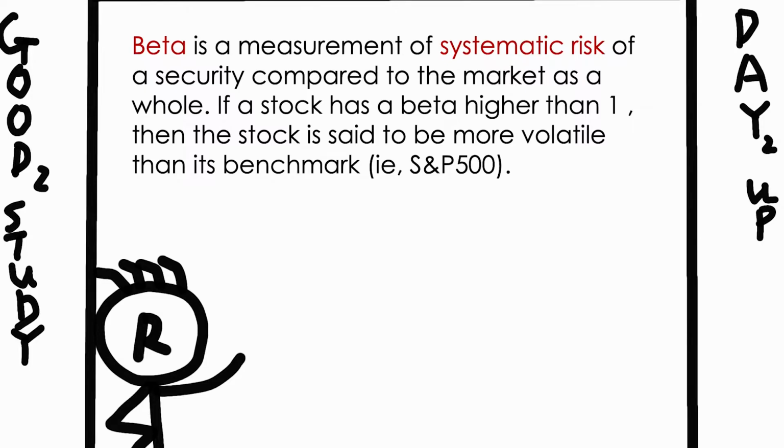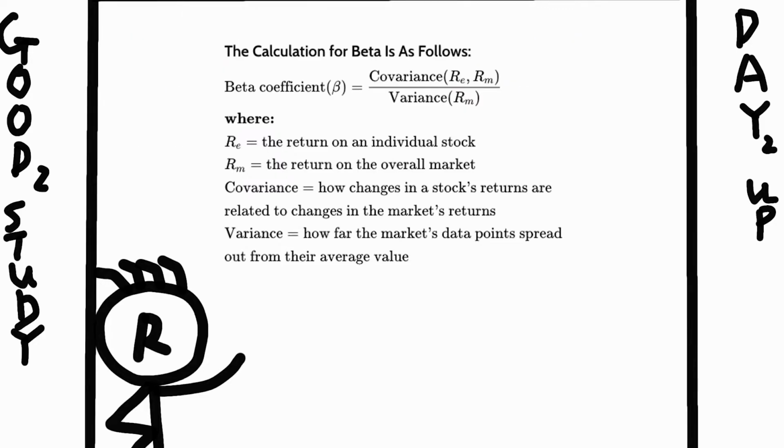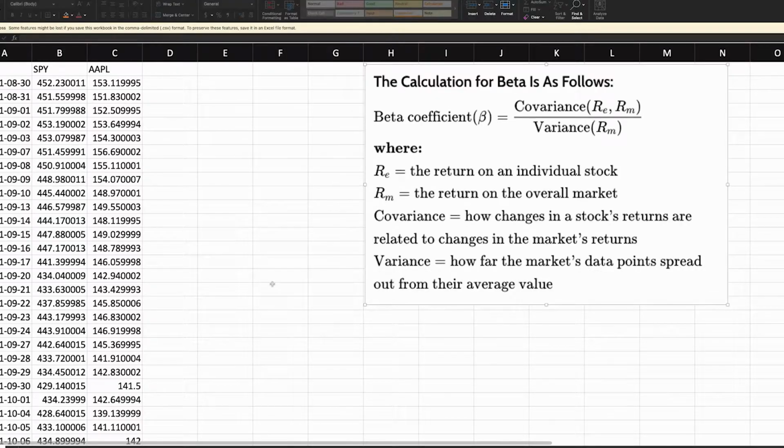So how do you calculate beta? Beta is equal to the covariance between the stock's return and the market return over the variance of the market return. You can use this formula to calculate beta, or you can also use the CAPM model, Capital Asset Pricing Model. To use CAPM to calculate beta, you are required to perform regression analysis. We're going to talk about that in another video. So today we only focus on using this formula to calculate beta. Let's use Excel to demonstrate the process.